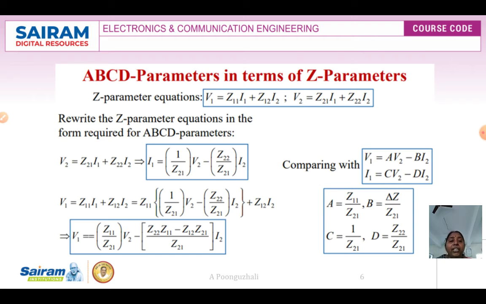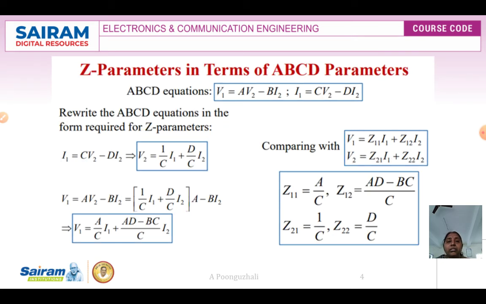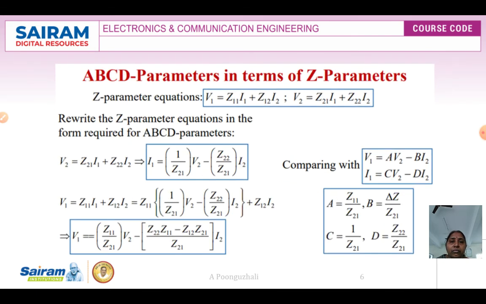Now comparing with the ABCD equation, V1 is equal to A V2 minus B I2, I compare it with this V1. So A is nothing but Z11 by Z21, and B is nothing but del Z by Z21. Next is C. C comes from the I1 equation, where I1 has 1 by Z21, so C is 1 by Z21. D is nothing but Z22 divided by Z21.